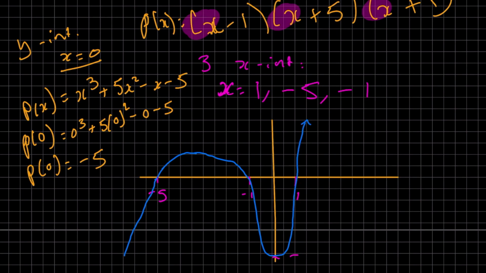So if we take note of all of our intercepts, this would be 1, 0, this would be -1, 0, this would be -5, 0, and this here would be 0, -5. Okay, hopefully this video gave you a bit of an overview on how to graph some more complex cubic functions that won't always be given to you in their factorized form.